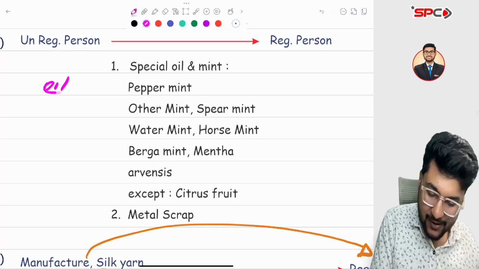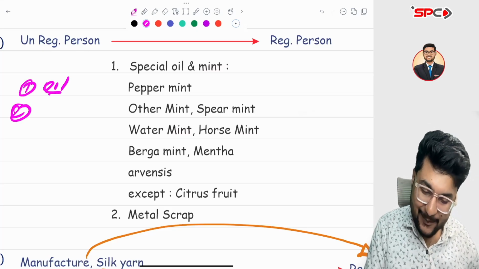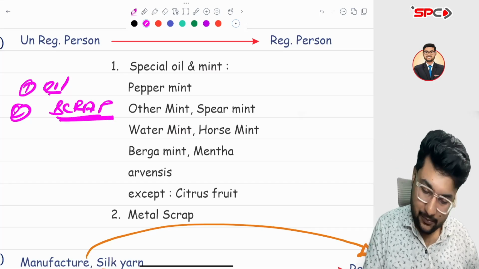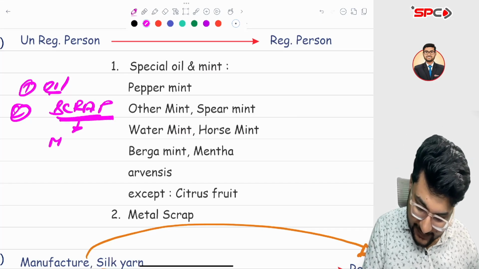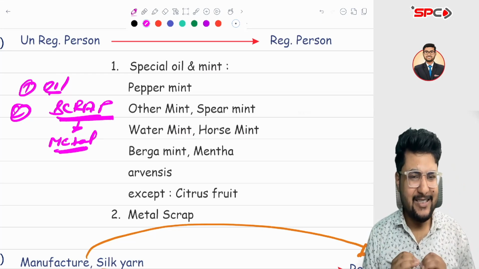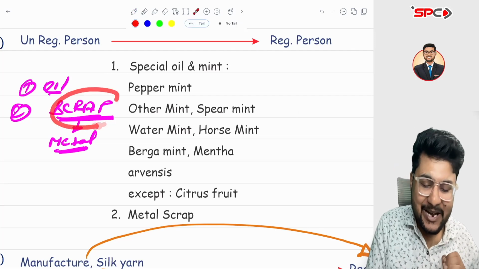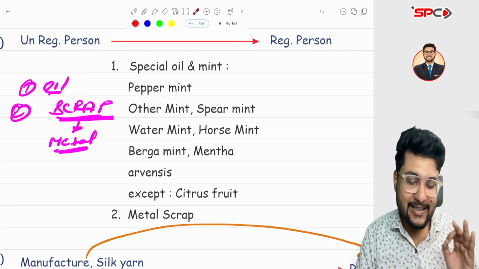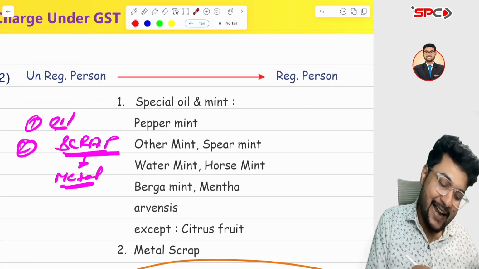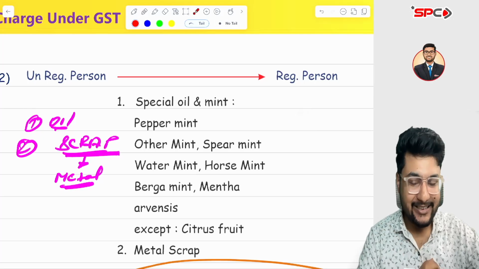You are supplying oil, not coconut oil, simple oil. Second, you are supplying scrap. You open a scrap shop, a garbage shop related to metal. You are supplying iron scrap. Since this person is also not that rich, if you are supplying iron scrap, or supplying oils as an unregistered person to a registered person, that registered person will deposit the tax under RCM.